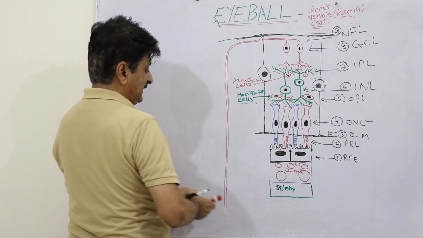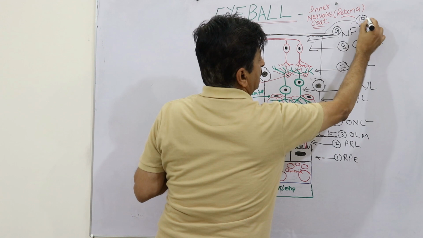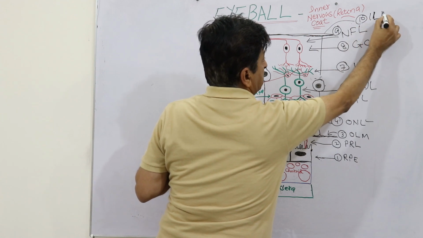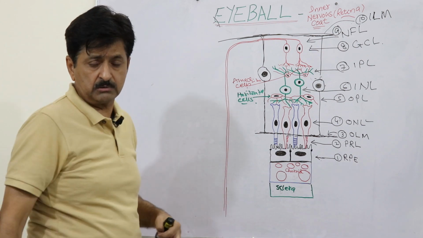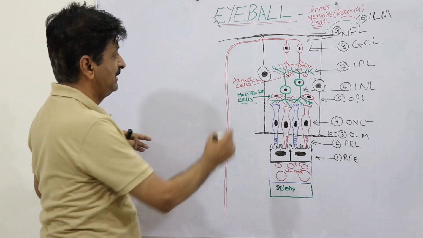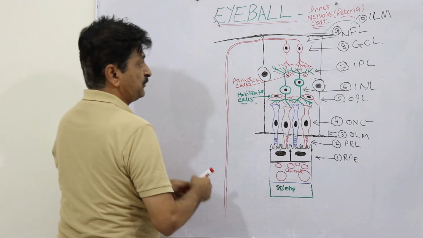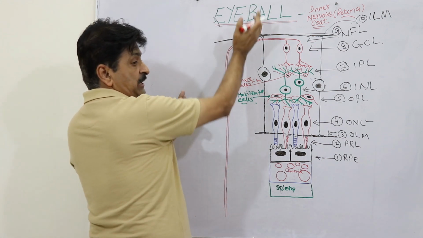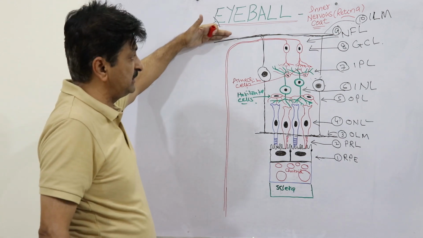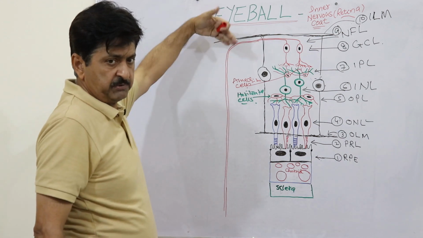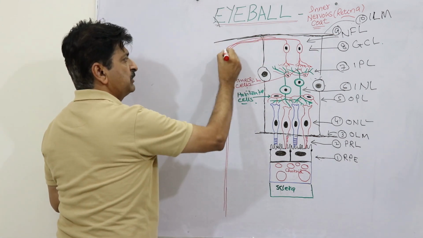This is the 10th layer, called the inner limiting membrane, the ILM. It is formed by the long processes of the Muller cells, so that all these fibers will never enter the vitreous. The inner limiting membrane is a barrier between the vitreous and the retina.